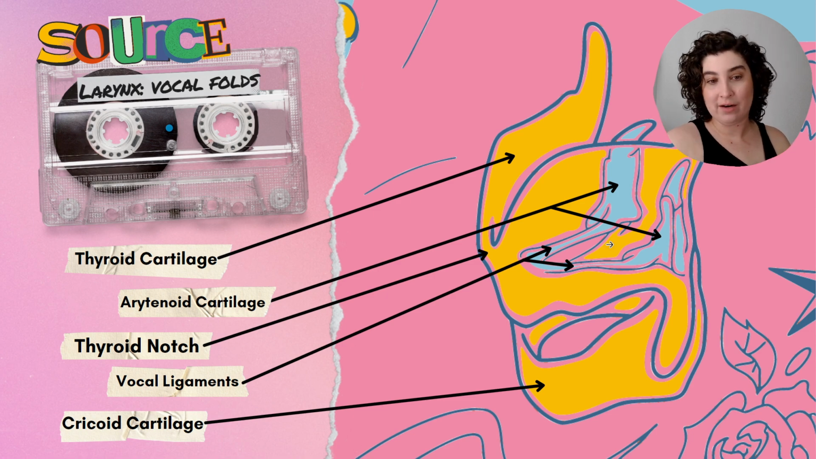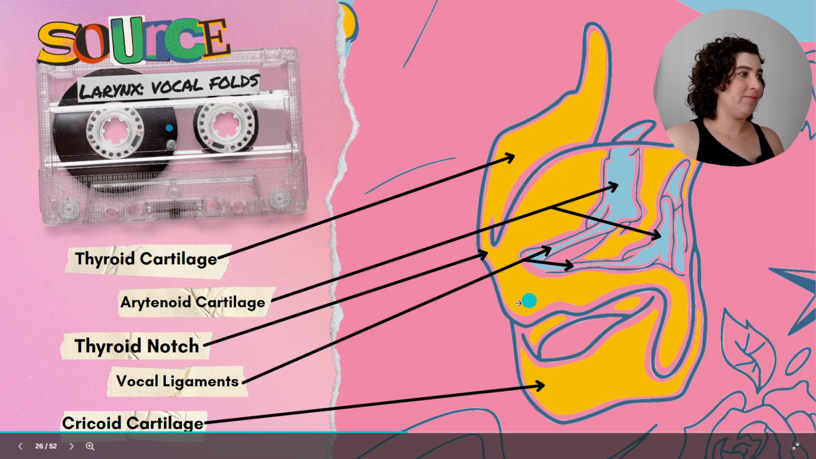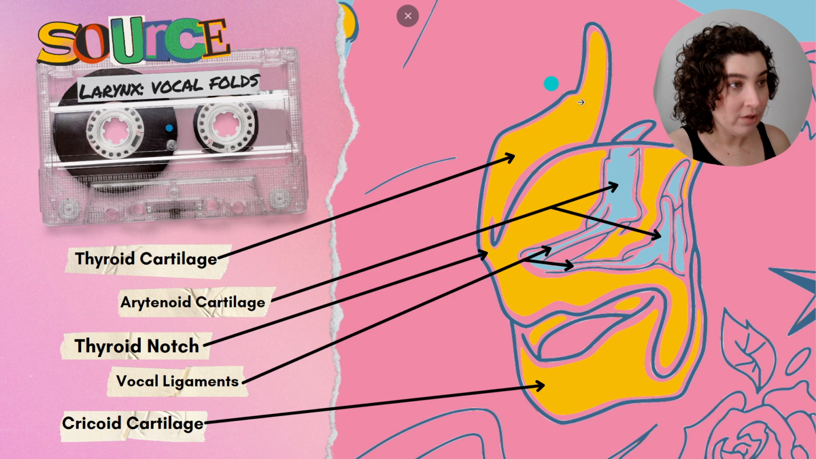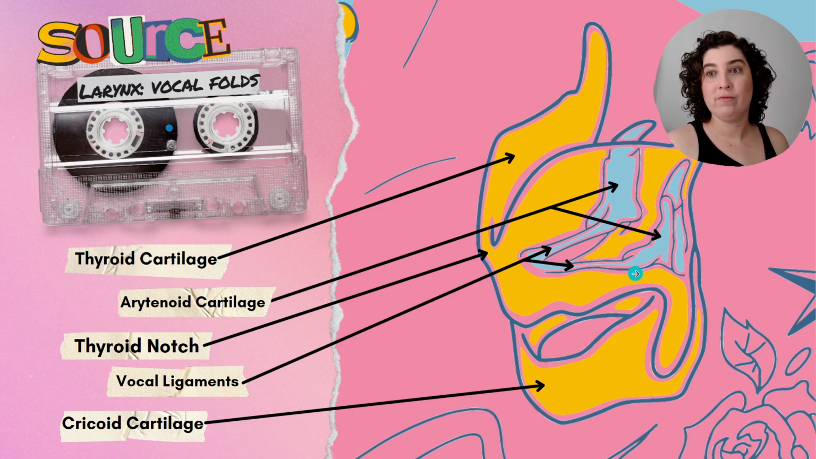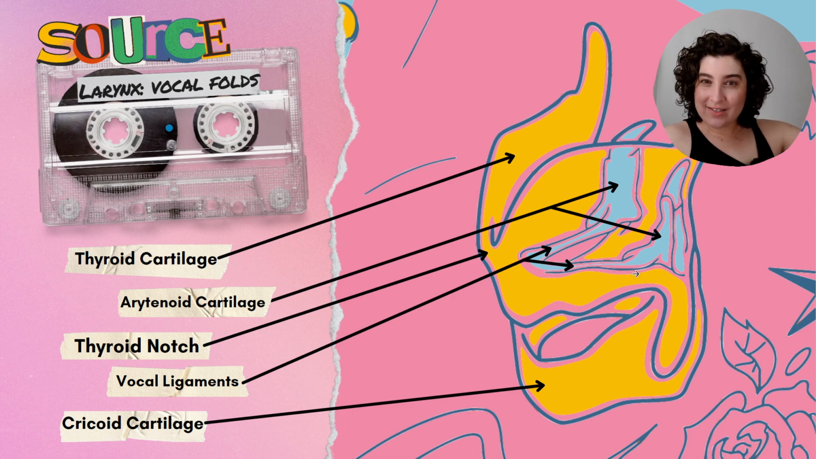You're going to see this again more closely in a different slide. But this is basically how it works. You've got the ring, and that lets the thyroid cartilage sit there, which creates the house for those arytenoid cartilages to open and close your vocal ligaments, which control your vocal folds. Okay, so that is the cartilage.